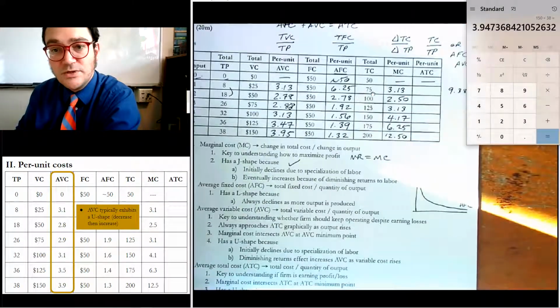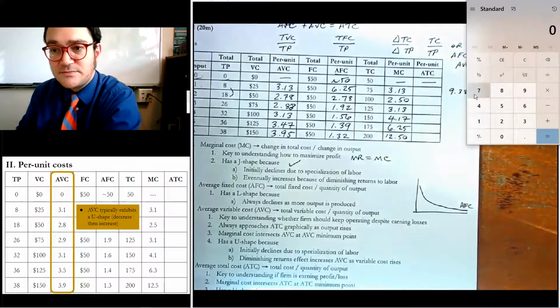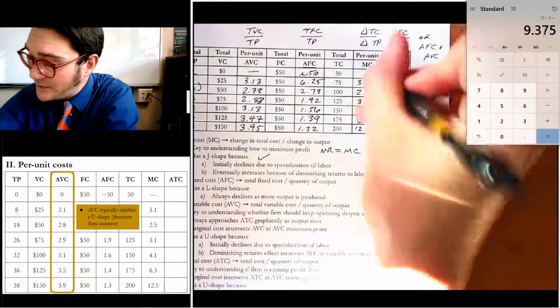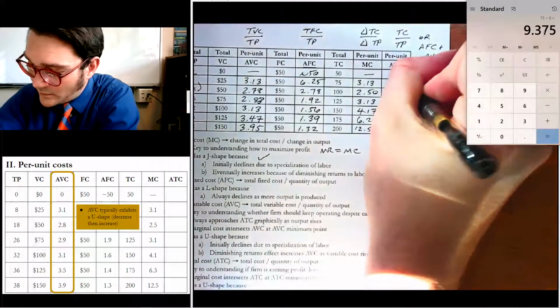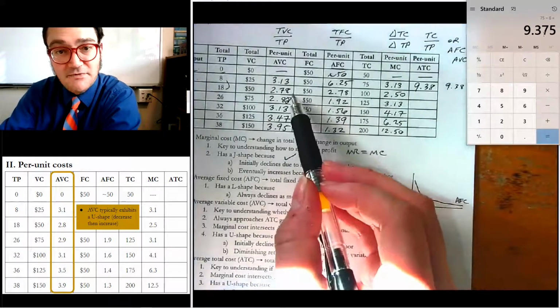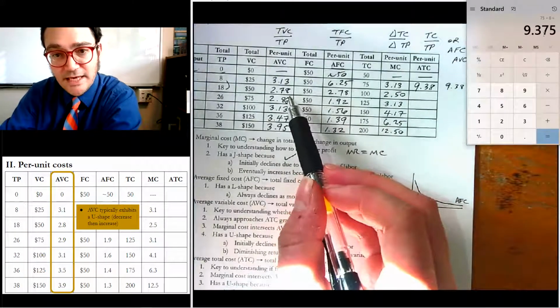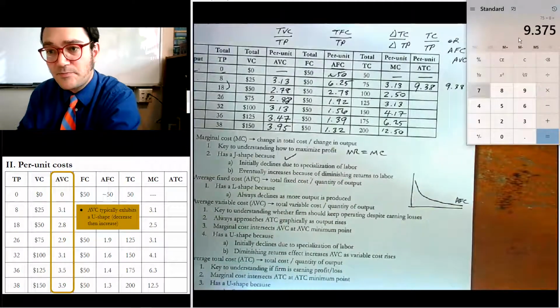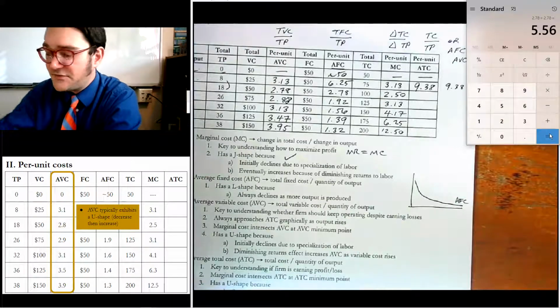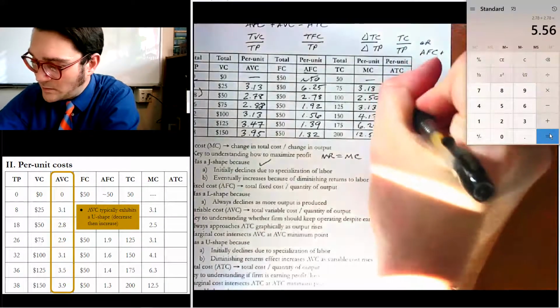Let's take a look. Well, the total cost is 75 divided by the total product, which is 8. That's 937, so that is 938. Look at that. So again, it's this AFC plus the AVC. You add those together and it'll give you the ATC. So 278 plus, in this case, 278 is 556.